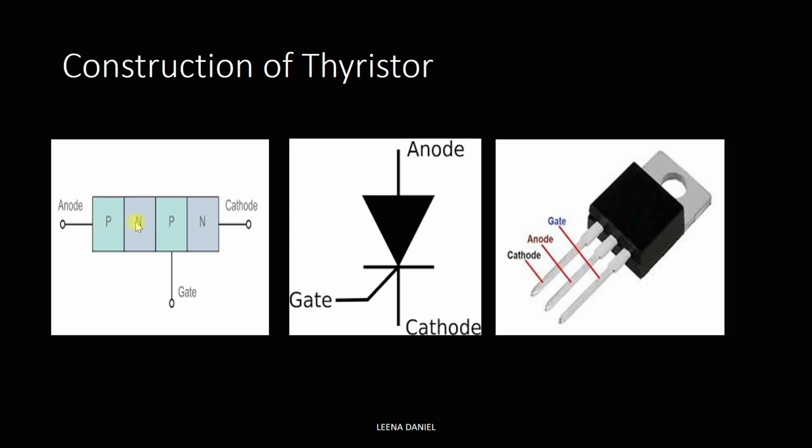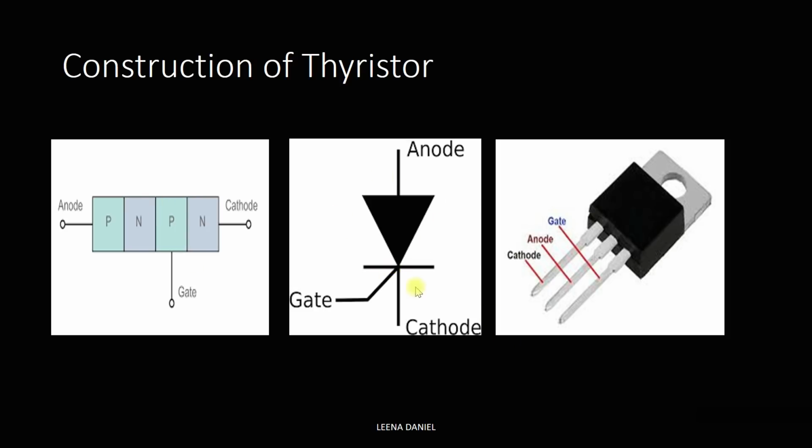Here the 4 layers are prepared by connecting the p-type and n-type semiconductor alternately. Here p is the first layer, n is the second layer, p is again the third layer and n is the fourth layer. Due to these 4 layers, 3 junctions are prepared, J1, J2 and J3. There are 3 junctions. So we can say the thyristor is a 4-layer 3-junction device.